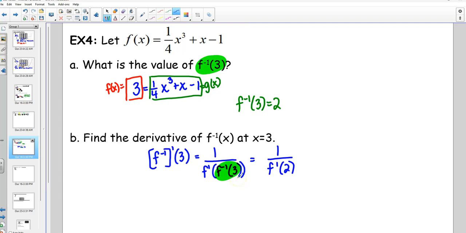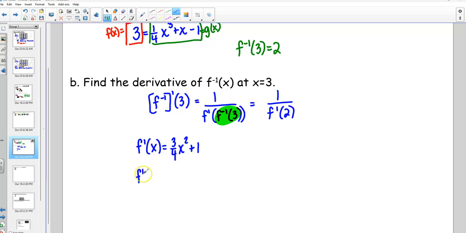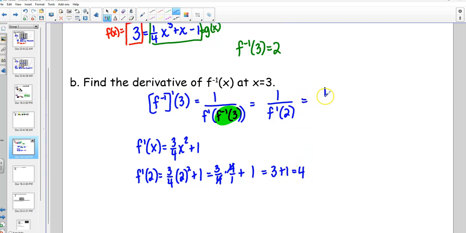Now that is pretty easy to find by hand because I can find the derivative, which would be 3/4 x squared plus 1. And then I would need f prime of 2, which is 3/4 times 2 squared plus 1. So that would be 3/4 times 4. I'm going to put my 4 over 1, plus 1. Those 4s cancel. I just have 3 plus 1, which is 4. So I get 1/4 for my answer.